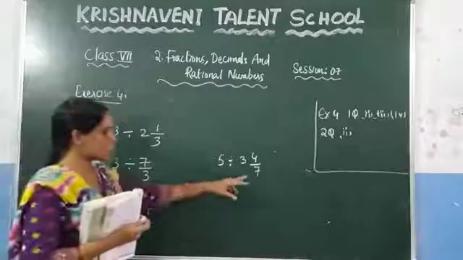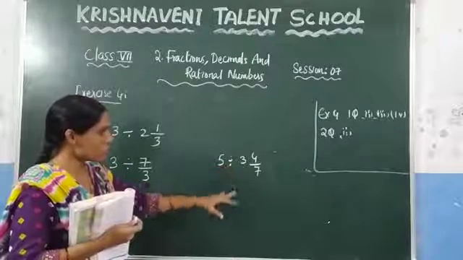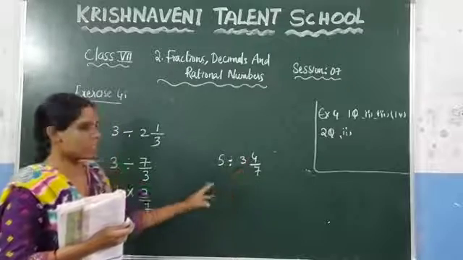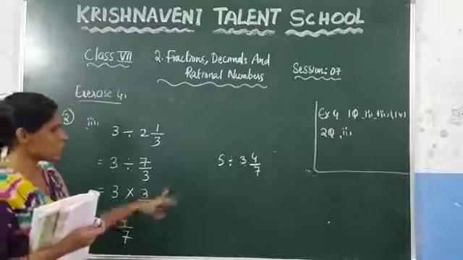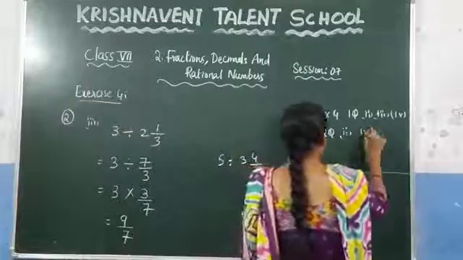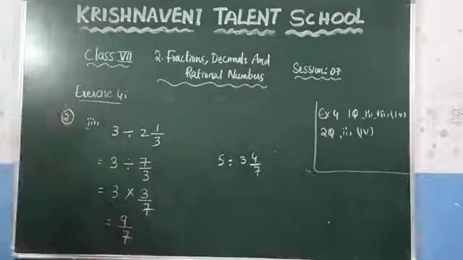Just convert this mixed fraction into an improper fraction, and after that, in case of division, you need to keep multiplication and write the reciprocal of the improper fraction, so that you can multiply the numerators and you will get the answer. This one you can do as homework. In the second question, the 4th bit. Now see the third question here.